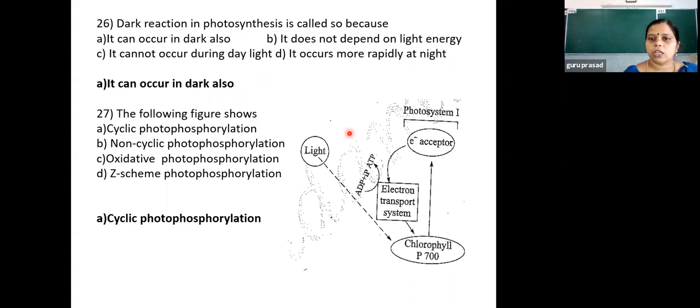Okay, next. So this is the diagrammatic representation of what? The figure shows which type of diagrammatic representation. By looking at the diagram, we can easily tell this is the diagrammatic representation of cyclic photophosphorylation, isn't it? P700, photosystem 1, electron acceptor, transfer the electron to ETS and then back to the same ellipse. So which is the correct option? Option A, cyclic photophosphorylation.